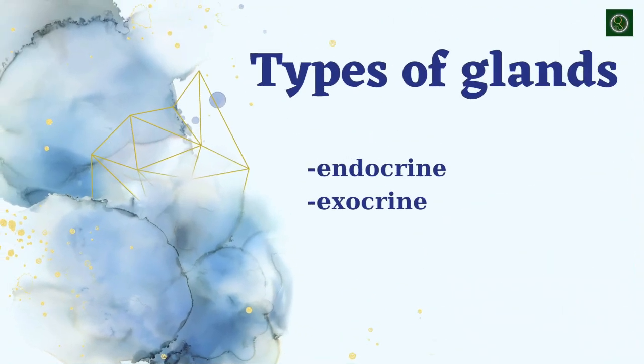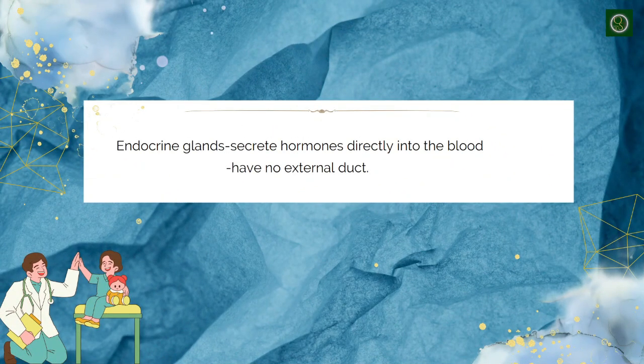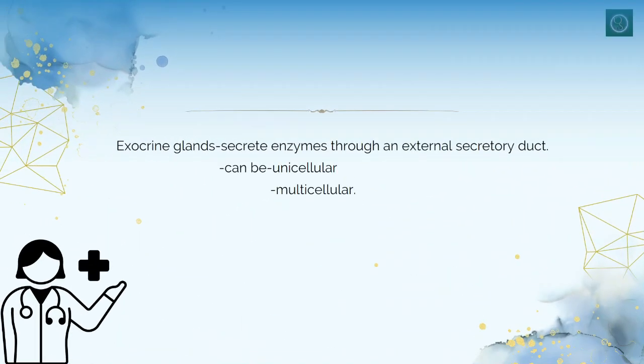Types of glands. Glands can be endocrine or exocrine. Endocrine glands secrete hormones directly into the blood and have no external duct. Exocrine glands secrete enzymes through an external secretory duct. These glands can be unicellular or multicellular.